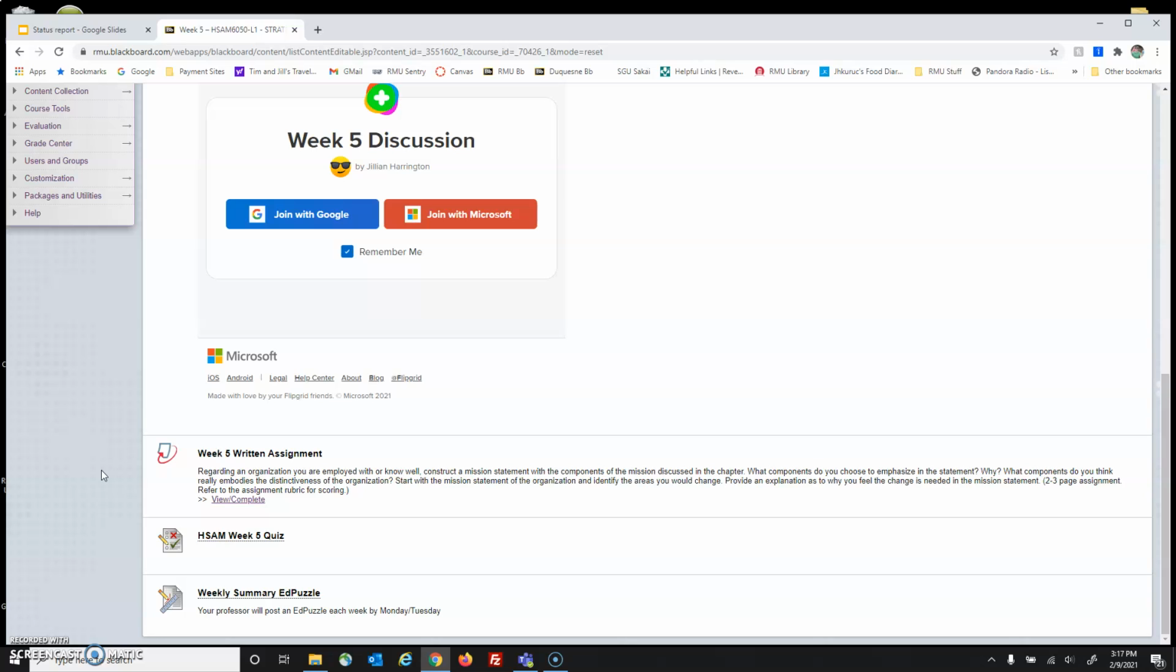So think about that too when you're looking at a mission statement. If you see terminology in it, do you think, did that come from somewhere else that is requiring them to have that in there?